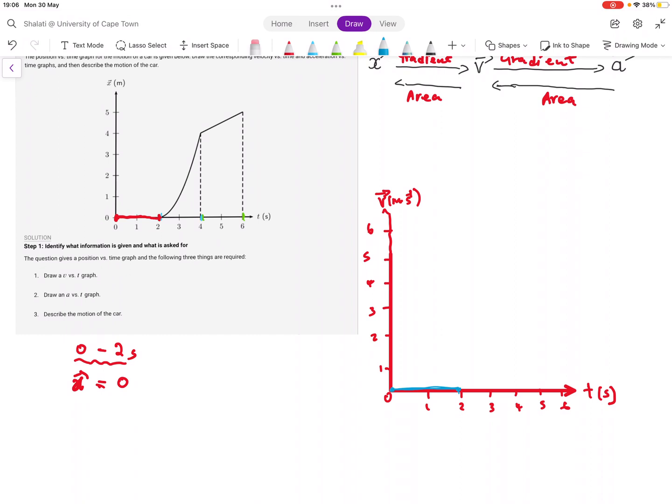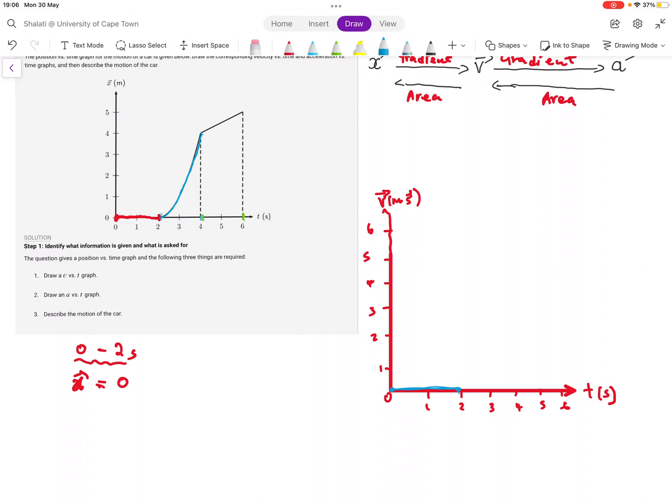Now I have to move to 2 seconds and 4 seconds. In between 2 and 4 seconds, let's look at what is happening. We can see that the displacement is increasing with time at this point. So the object is actually moving, right? So let's look at the gradient of this line. It starts getting more steep, which means the velocity is actually increasing. So the more steep the gradient, the velocity is increasing with time. So how do you represent an increasing motion?